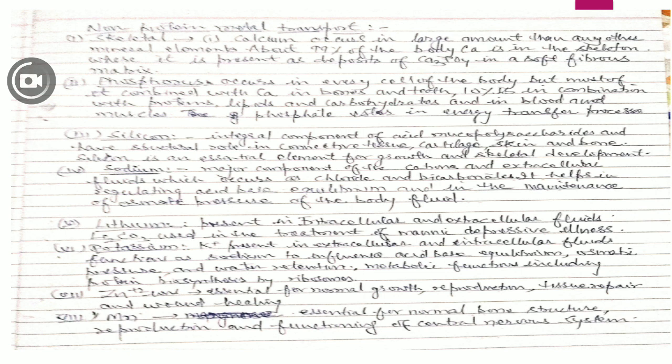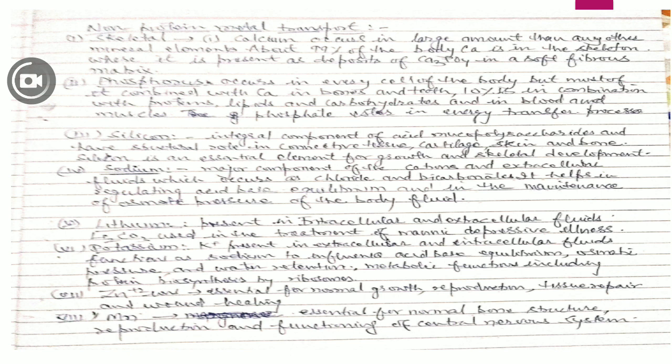It means silicon is present when two types of tissues are joining to each other, and this silicon is present in connective tissues as well as cartilage, skin and bone. Silicon is an essential element for growth and skeletal development.